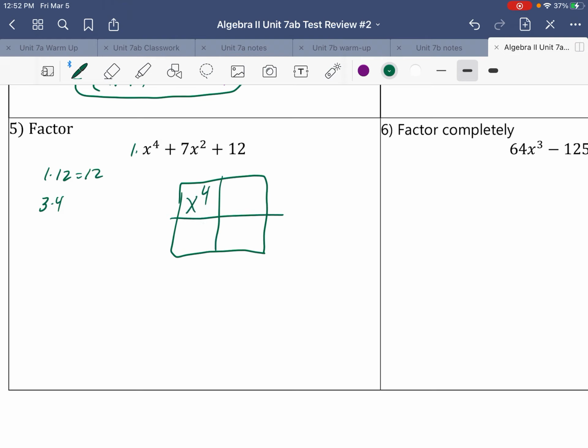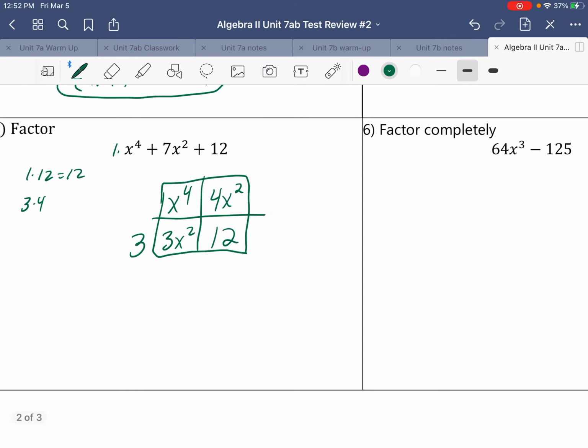X to the 4th, 12. So a and c, 3x squared. It's got to add up to the middle term. Bottom row, GCF. Top row, GCF. First column, GCF. Last column, GCF. There's a positive 4, so it'll be plus 4. There's a positive 3, so plus 3. X squared plus 3, x squared plus 4.